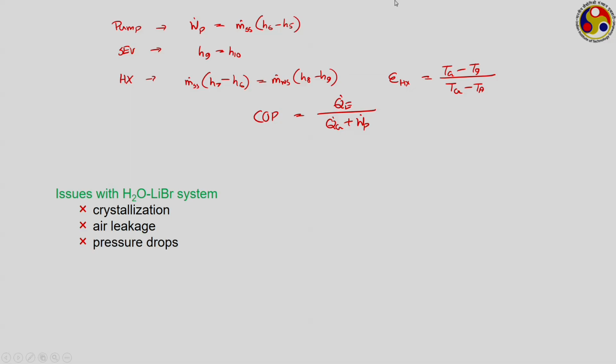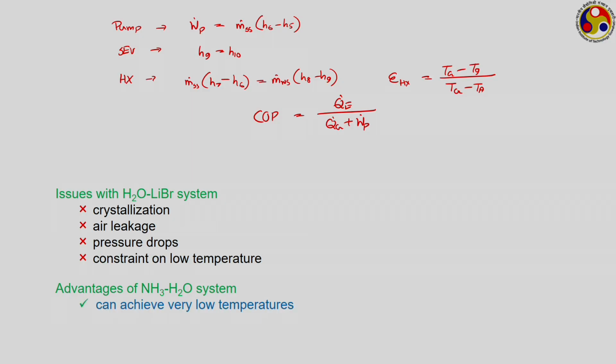There can be pressure drop, as the solution of lithium bromide is flowing through these side lines, there can be a significant amount of pressure drop. So, additional work for the solution pumps, and also the constraint on the low temperature, as we are using water as the refrigerant. So, we can't go very close to 0 degree Celsius, and therefore, its application is restricted only to air conditioning purpose. At that point the ammonia water mixture is very much advantageous, because it can achieve very low temperatures, can easily go to -15, -20 degree Celsius. So, very suitable for large scale refrigeration.